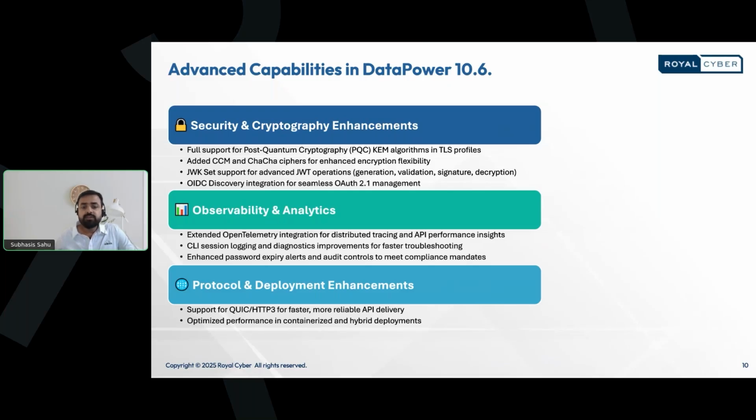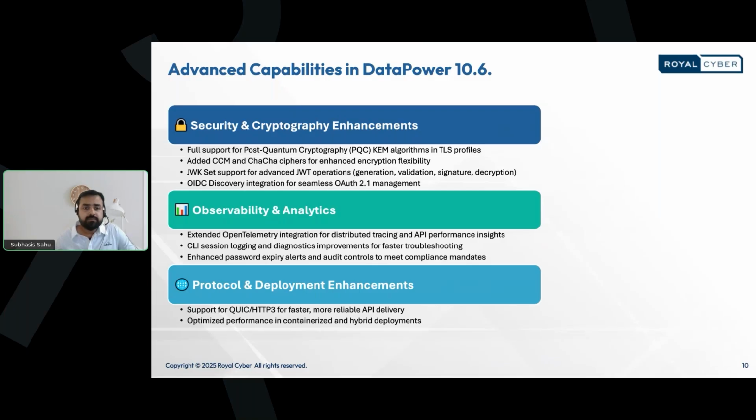We also have something called CCM and ChaCha stream cipher. There are multiple types of cipher. CCM is a two-pass block cipher, and ChaCha is a stream cipher. So these again provide that once the data is authenticated, only then is it encrypted. These are the multiple ways that DataPower provides to safeguard your application and to provide security.